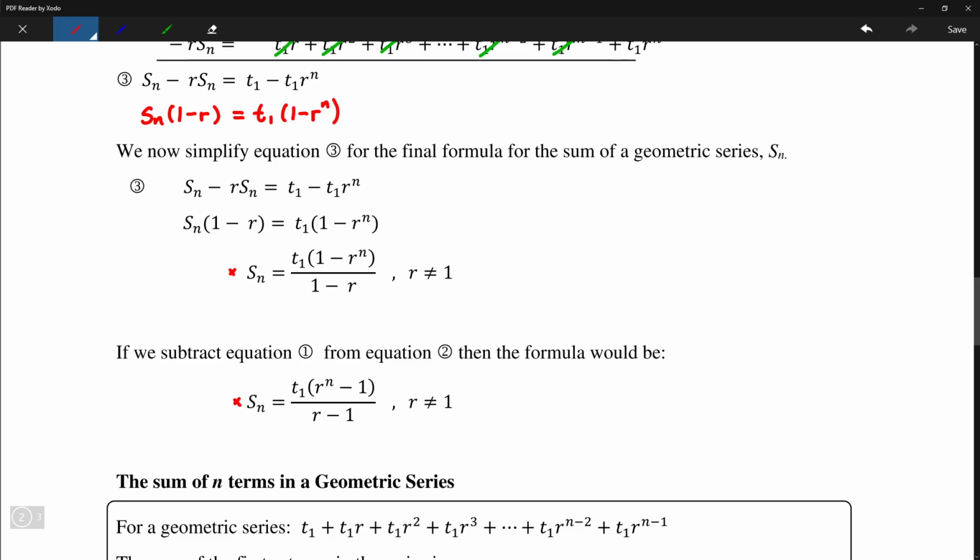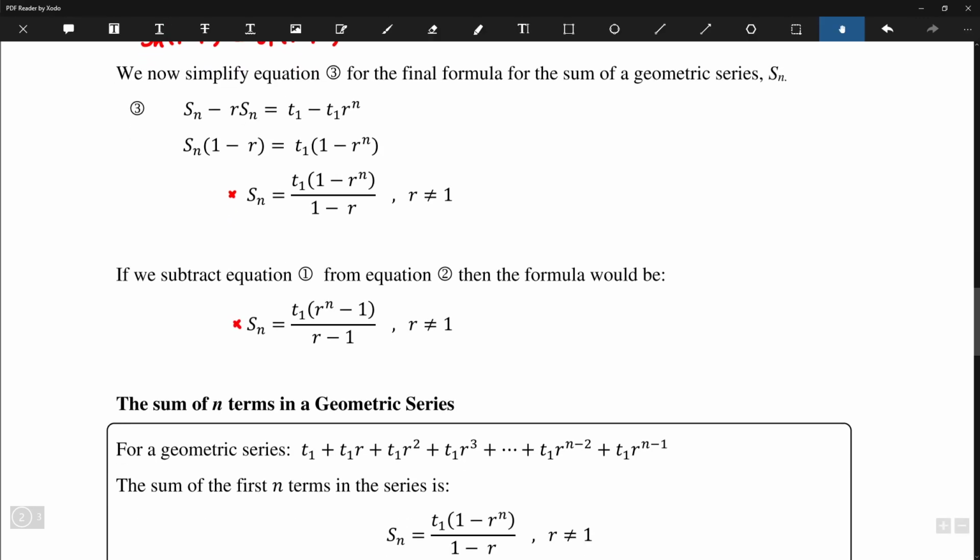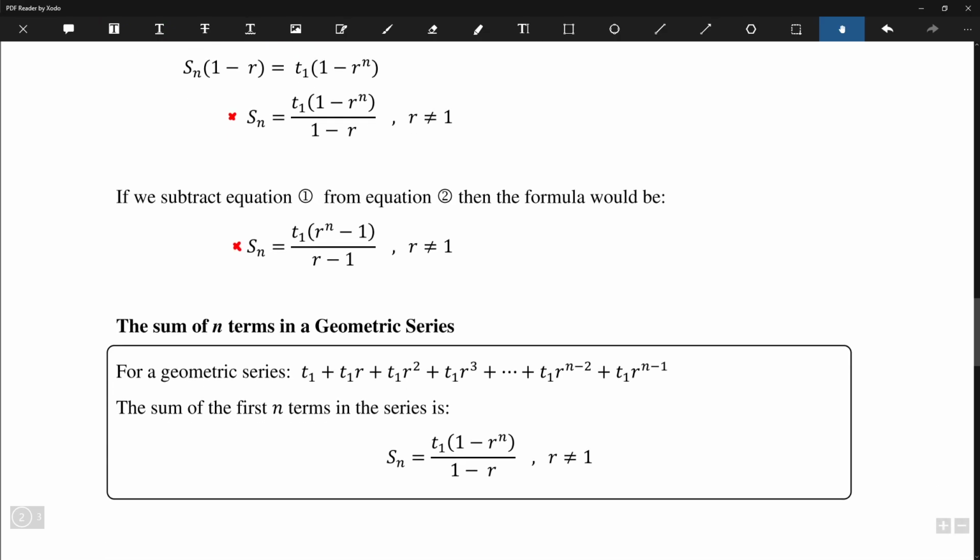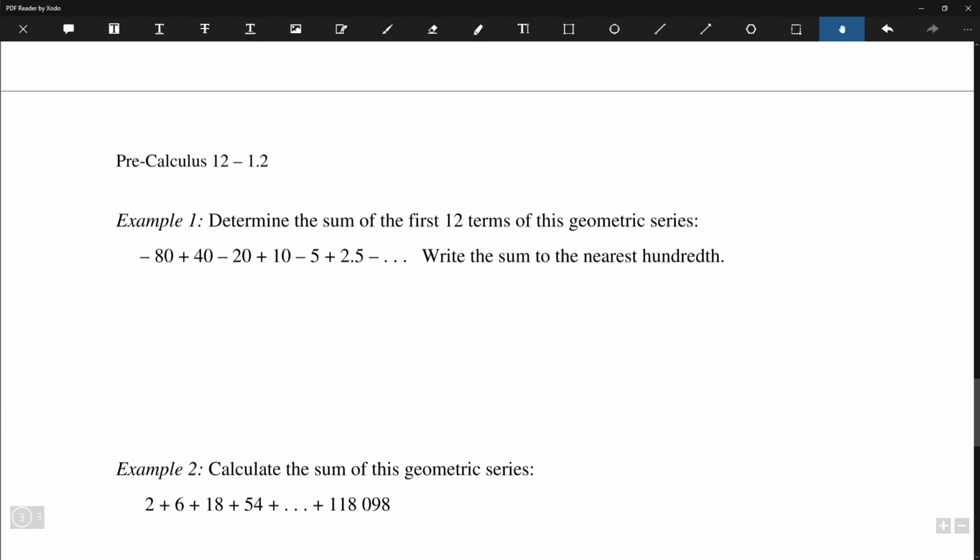Okay. So again, to generalize the result, we have in the box here, for a geometric series t1 plus t2 plus t3 and so forth, the sum of the first n terms is Sn is equal to t1 times 1 minus r to the nth power divided by 1 minus r. Once again, r cannot be 1. So we are going to apply this formula to a few examples.